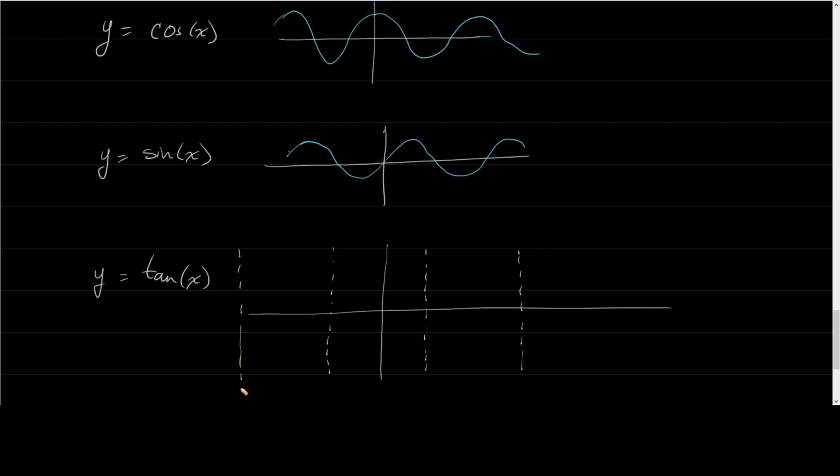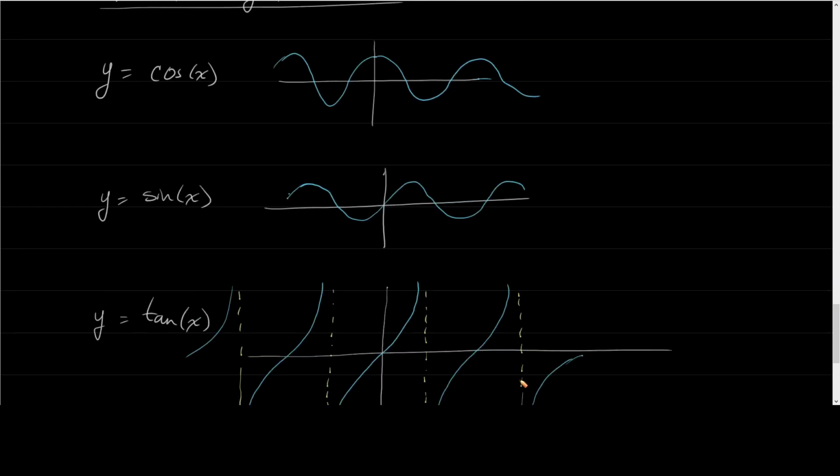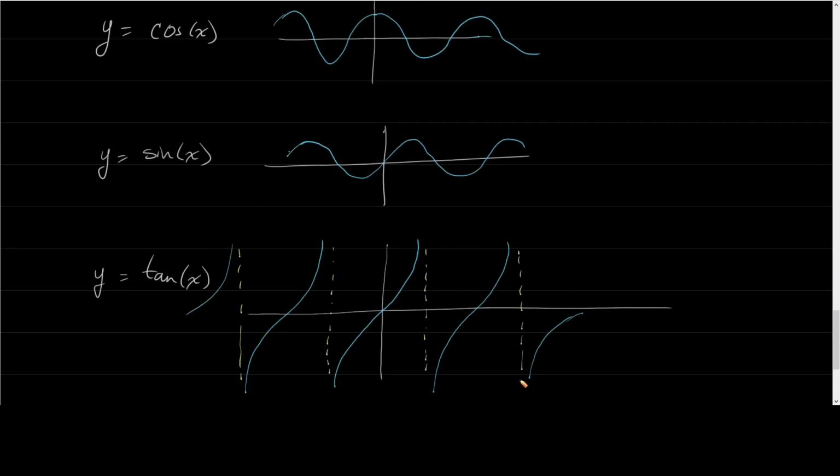That's good enough. So tangent looks like this. All right, that is the tangent function. And it repeats forever and ever, both ways. All right. So those are the basic trig functions that we'll be working with as far as the graphs, I mean. And that's the end of 1.4.